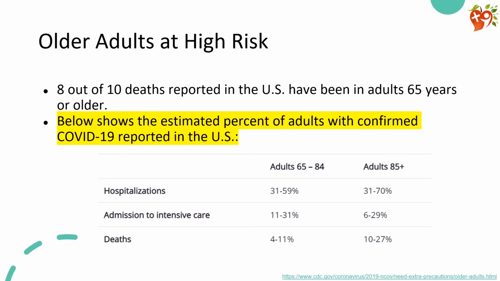Adults 65 years old or older are at higher risk of getting severe cases of COVID-19. 8 out of 10 deaths reported in the U.S. have been adults 65 years old or older. That's 80% of COVID-19 deaths. The graph shows the estimated percent of adults with confirmed COVID-19 reported in the U.S. The graph is divided into adults 65 to 84 years old and adults above 85 years old. They are categorized by hospitalizations, admission to intensive care, and deaths.